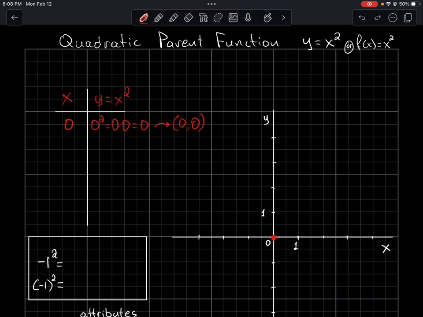I used 0 as the input, the closest whole number to 0, and positive is 1, so I'm going to plug in 1 under x. Under y I'm going to put 1 squared. That's the rule. Whatever you put for x, you square it, and that's the y. So 1 squared, let's expand it. It's 1 times 1, which is 1. That gives me the point (1, 1).